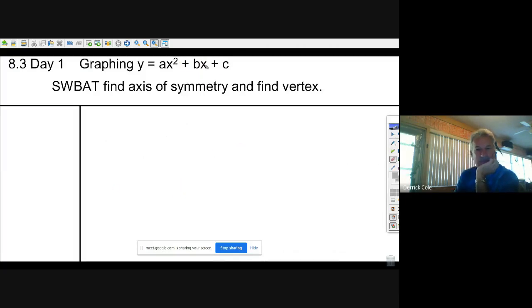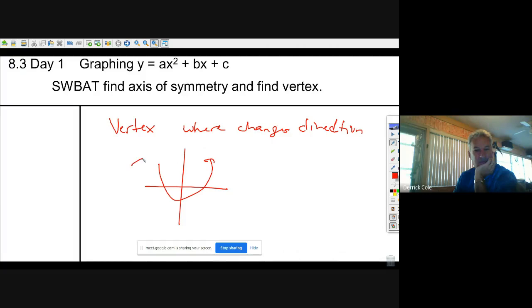Okay, so we have to do a couple different things. We've got to figure out what a vertex is. Vertex. The vertex is where it changes direction. It's either going to be the highest point or the lowest point. It's where the graph changes direction. All right. So here is the vertex. So if this is 2 units, it's 0, -2. Okay. That's the vertex for this one. Here, my vertex is 0, 0. Okay. Here, my vertex is 0, 4.